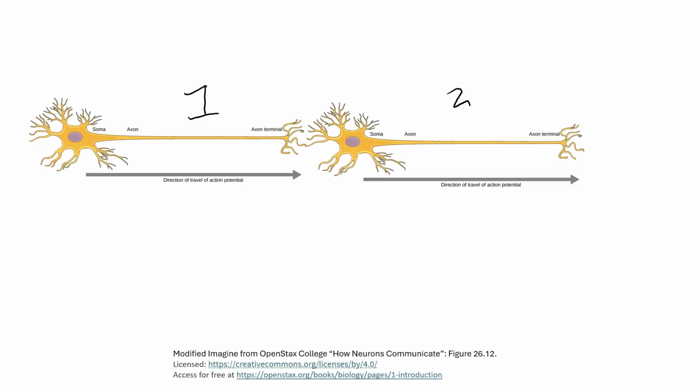Now, the synapses are going to be between, usually, the axon terminal buttons of neuron number 1, or the presynaptic neuron, and the dendrites of neuron number 2, or the postsynaptic neuron. Now what we're going to do is focus in on one of those synapses.